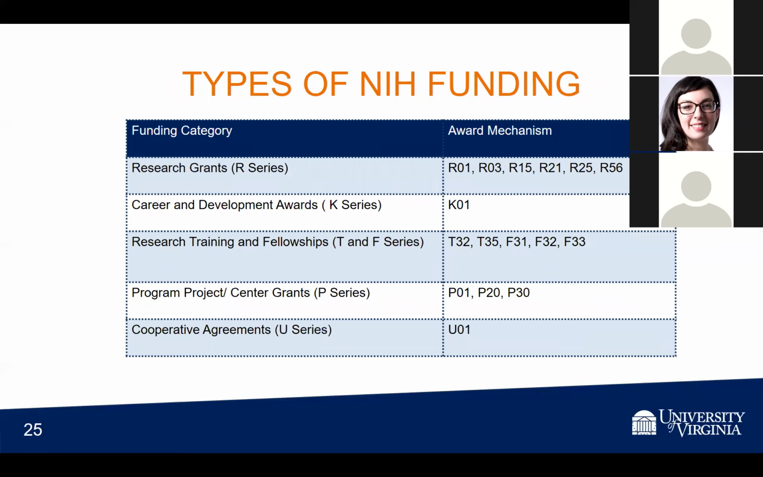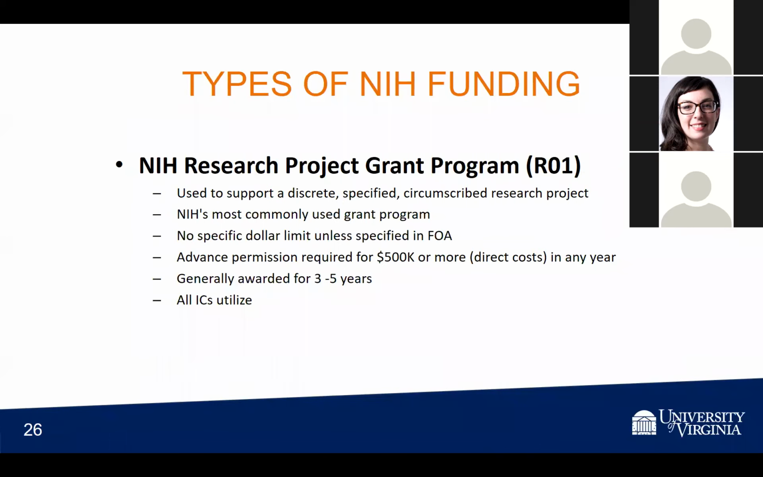So here's sort of a table presentation of the different funding categories and award mechanisms of NIH. Research grants, career development awards, research training and fellowships, project or center grants, cooperative agreements. Next, we're going to have a whole host of slides talking about the different types. I'm just going to highlight a few of them, but they're all going to be here in the slide deck for you to look at. They're also all on the NIH's site.